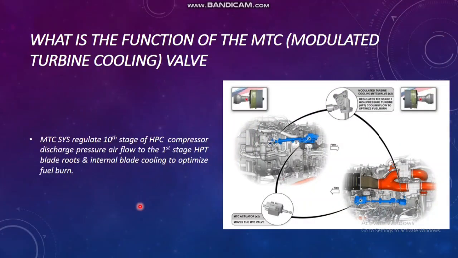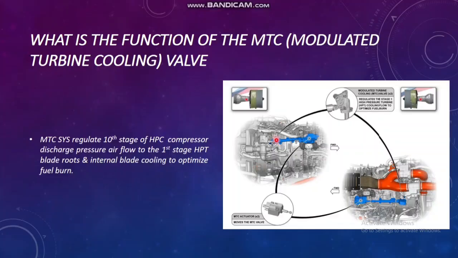What is the function of the MTC, modulated turbine cooling valve? The modulated turbine cooling system regulates the 10th stage of HPC compressor discharge pressure airflow to the first stage of HPT blade roots and internal blade cooling to optimize the fuel burn. So modulated turbine cooling is using the HPC 7th stage air. Modulated turbine cooling valve for the CFM LEAP engine.